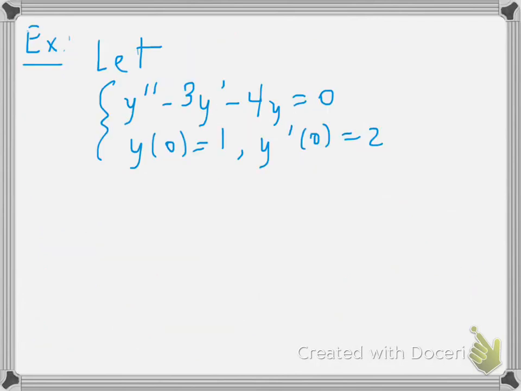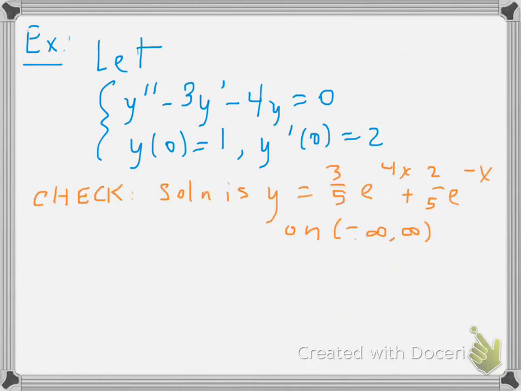Okay, so first example. Let's consider the differential equation y double prime minus 3y prime minus 4y equals 0 with initial conditions y of 0 equals 1 and y prime of 0 equals 2. This is a second order linear differential equation. Since it's second order, I have to give you two initial conditions.